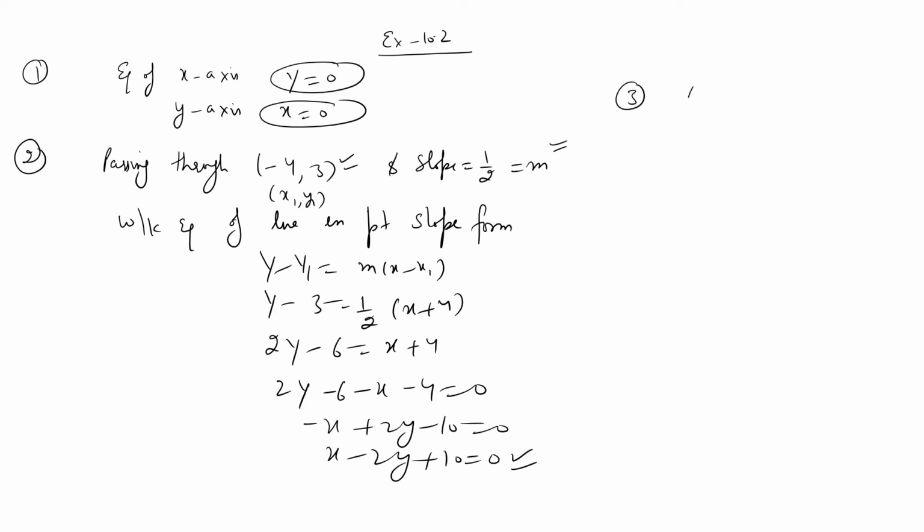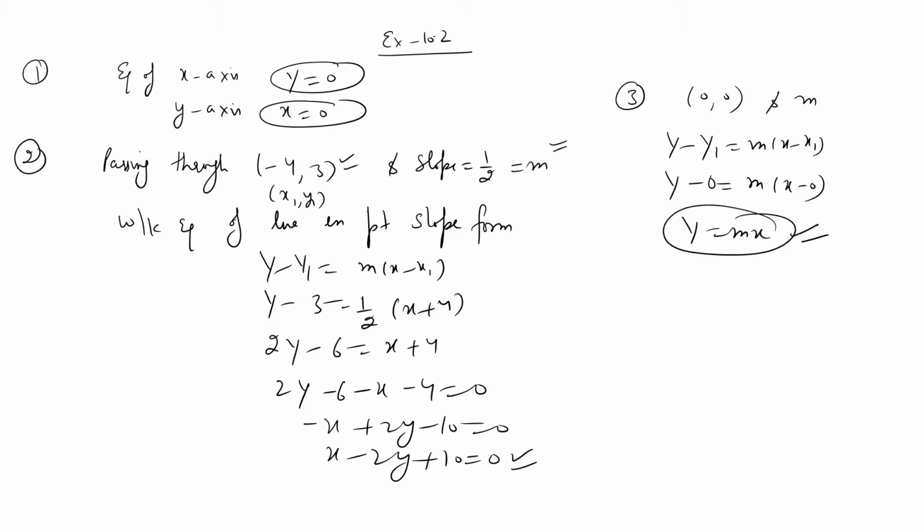So I think the third question is very clear. Equation of line which is passing through (0, 0) and slope is m. Y minus y1 is m times x minus x1. Clearly here x1, y1 both are 0. So the equation will be y is equal to mx. So you can understand that if the line is passing through the origin and has only slope, the equation is of the form y is equal to mx. Right?